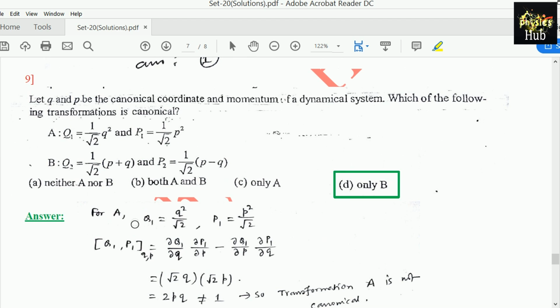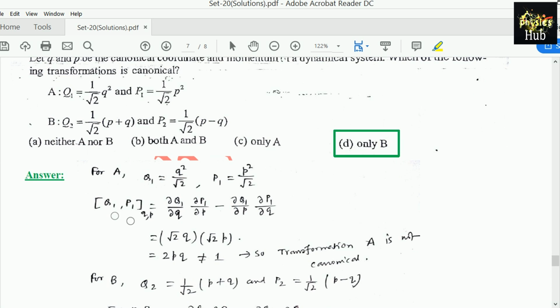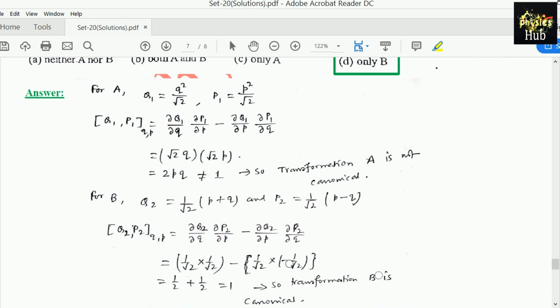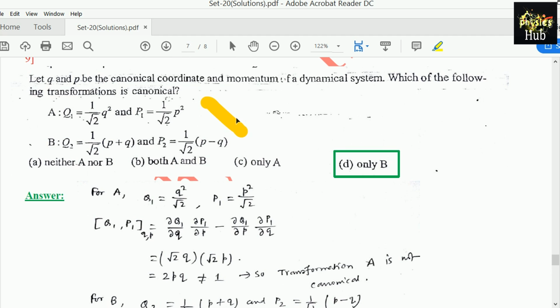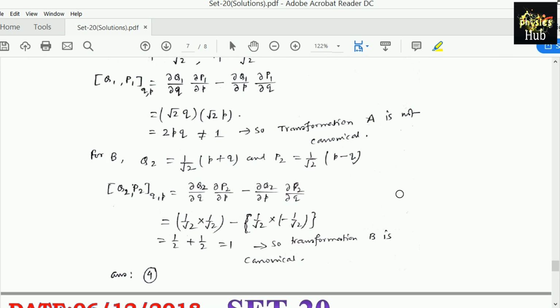So for the beginning, take the case of A. Q1 equals 1 by root 2 Q squared, and P1 equals 1 by root 2 P squared. So the Poisson bracket of Q1, P1 with respect to Q, P, this is the canonical transformation test for case A. If you do that, you get 2PQ, which is not equal to 1, so the transformation is not canonical. But for B, we see that the Poisson bracket is equal to 1, so the transformation B is canonical. So A is not canonical, but B is canonical, so it is matching with option 4. So option 4 is the correct option.